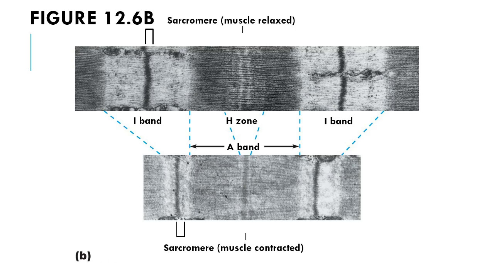Those images are backed up with real transmission electron microscope images. Figure 12.6b gives you a sarcomere in the relaxed state and contrasts it to a similar electron microscope image with the contracted state. And so the H zone is really not as apparent as it is previously, and the I band also is less apparent.